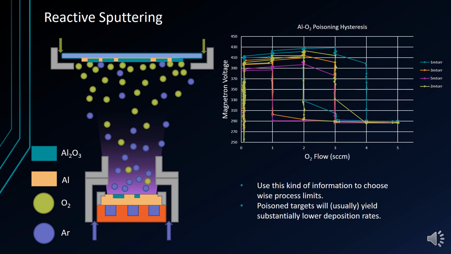Notice that this voltage versus oxygen flow trend displays a hysteresis. And so once that poison tipping point is reached, you will need to reduce the oxygen flow substantially in order to go back to a non-poison target. Each of these trends is collected at different absolute chamber pressures, which shows that the poisoning occurs at different flow rates for lower process pressures.